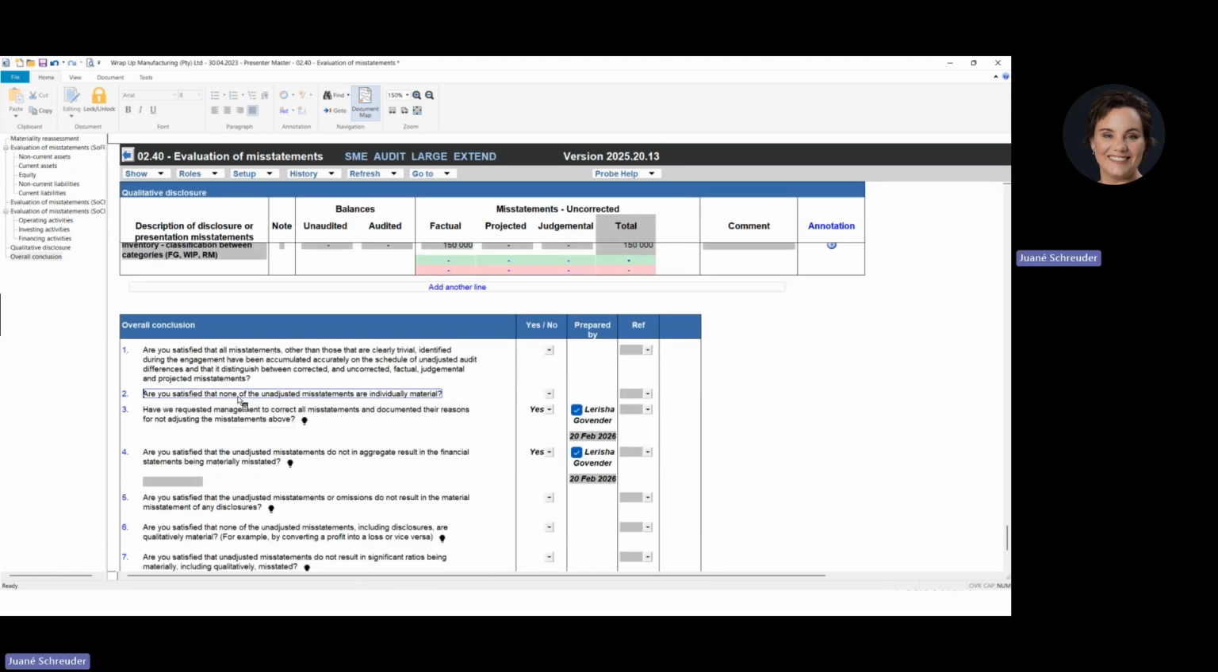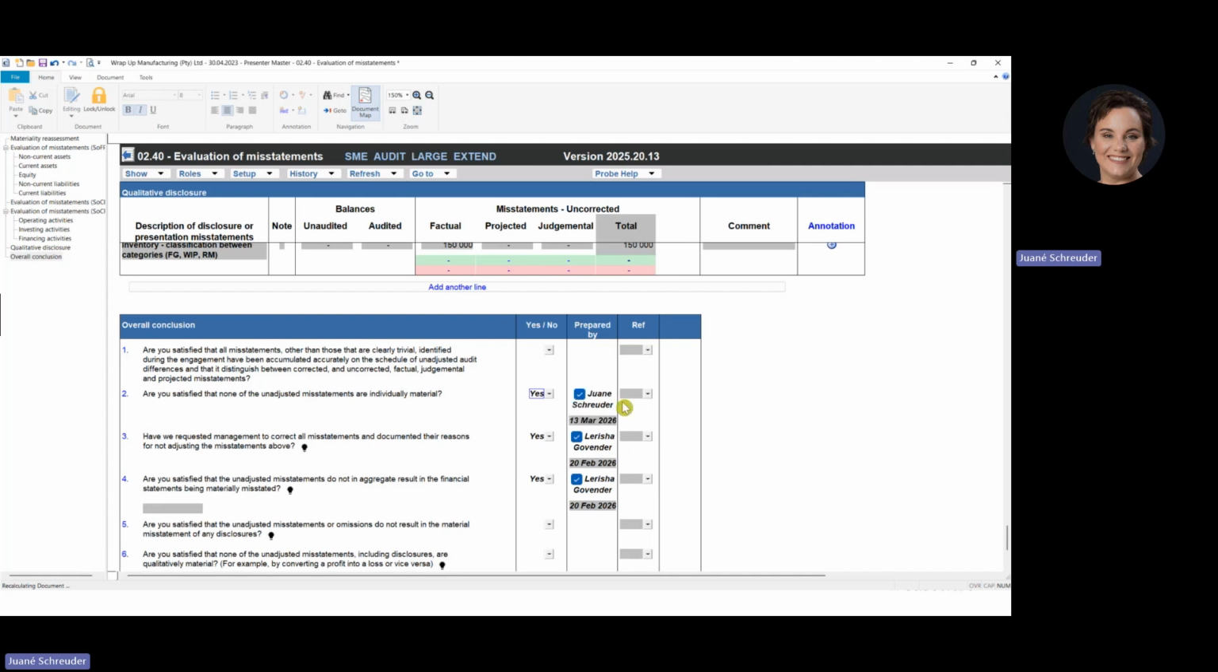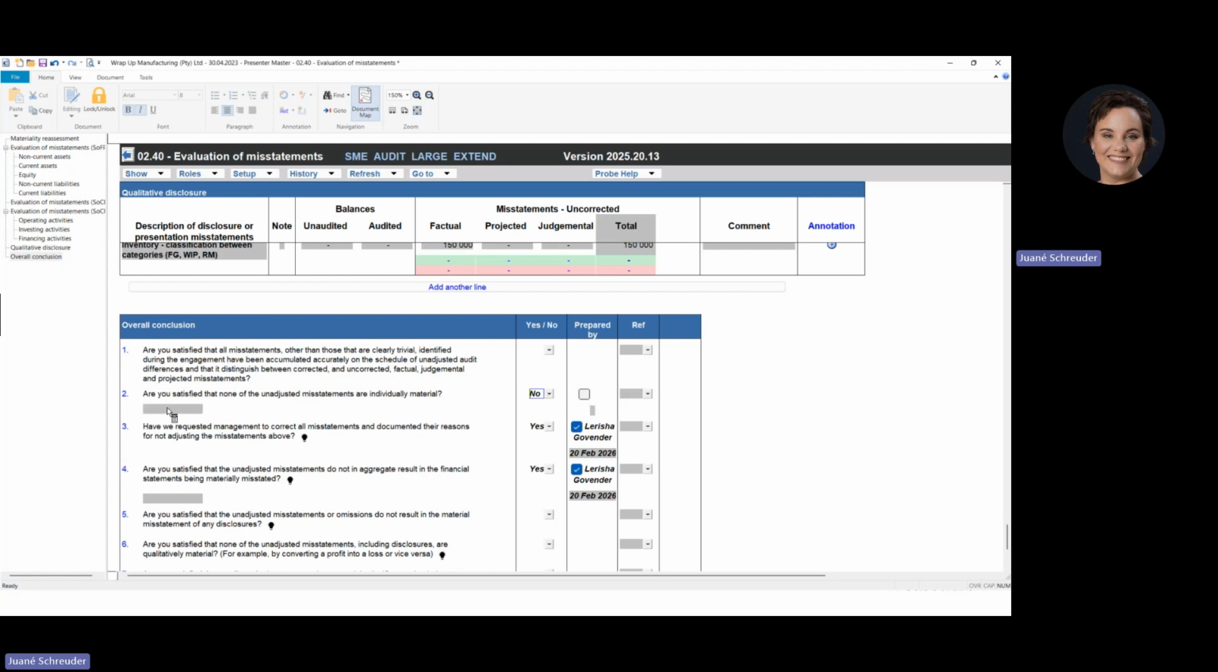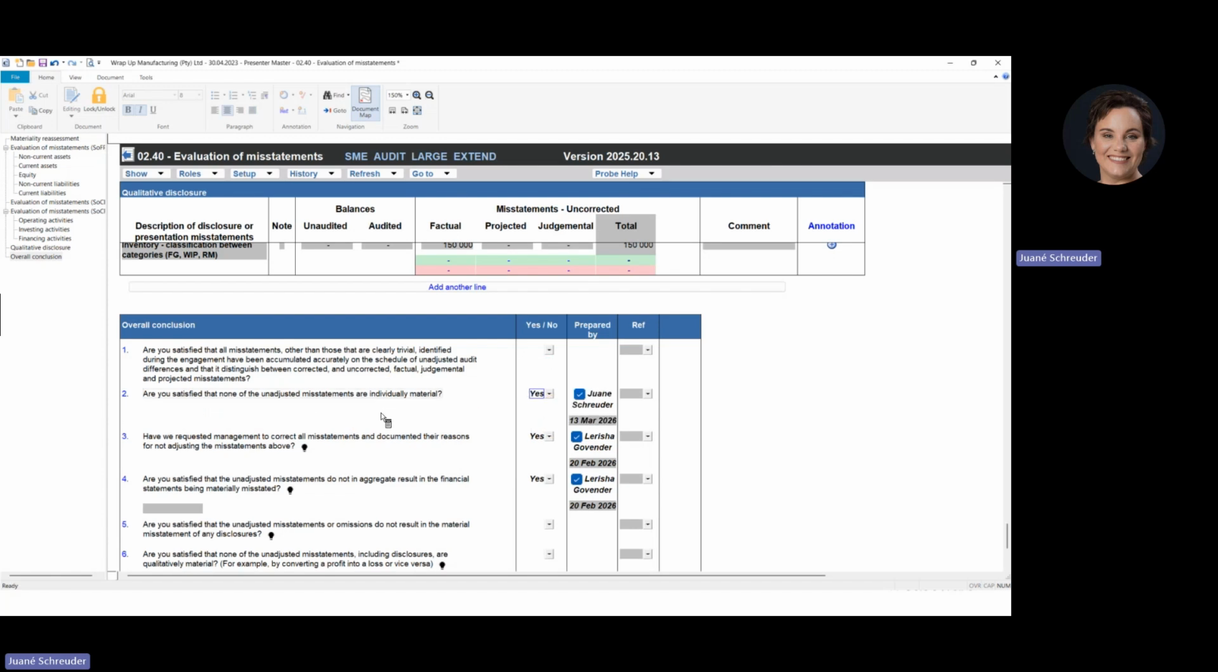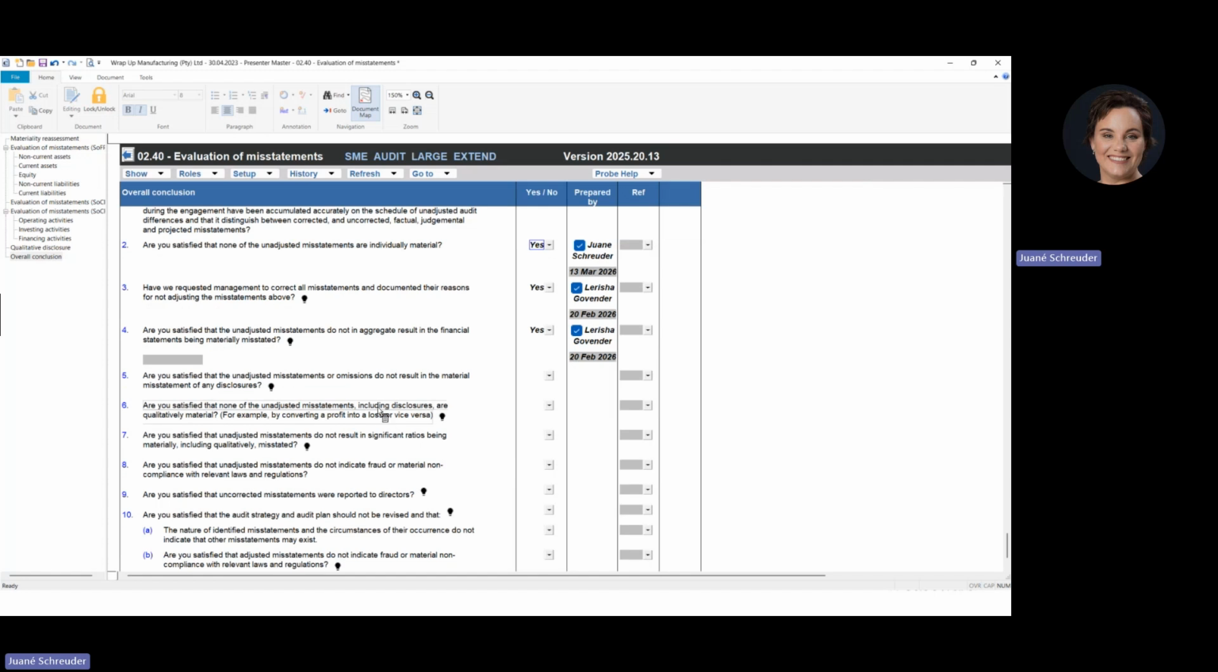Are you satisfied that none of the unadjusted misstatements are individually material? And if you say yes, then it will sign off and say, this is your conclusion, you are satisfied, none of them are materially misstated. But if you are saying no, then you are actually saying there is an individually material item, and now I need to go and deal with that one. Okay. So I'm very, very fond of this list of prompts that helps us to consider some of the requirements from the standard, because it helps us to really think about this step by step and not just think, okay, thankfully I've completed this, let's move on. All right.